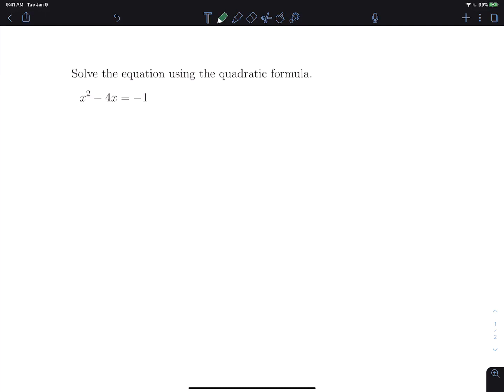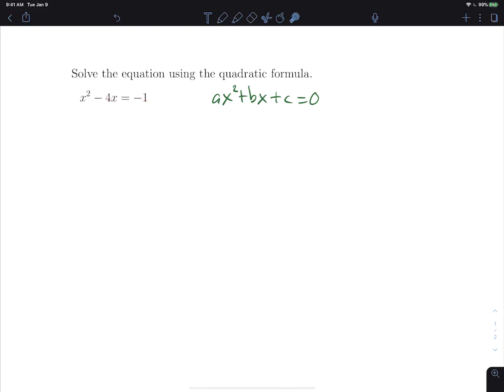Hello. In this video, we're going to solve the equation using the quadratic formula. The equation that we have is x squared minus 4x equals -1. Because we're trying to use the quadratic formula, we want the equation to be in the form of ax squared plus bx plus c equals 0. This is the general form of a quadratic equation.